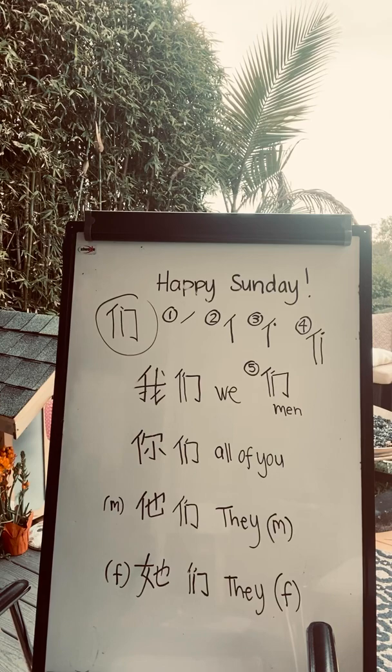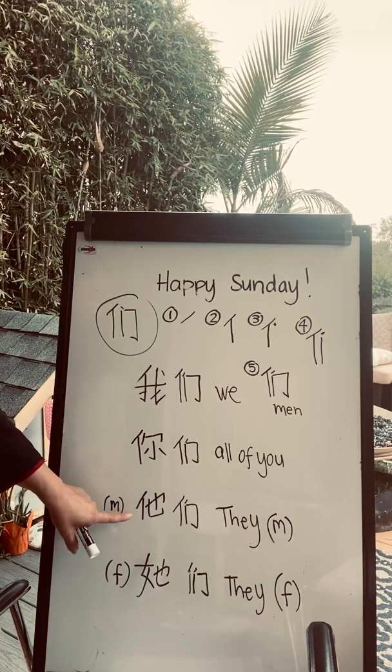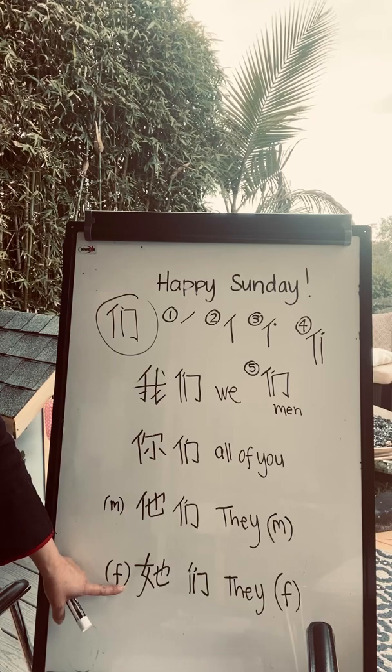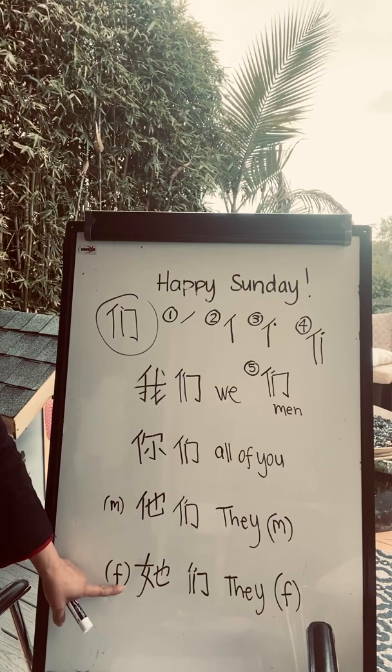Let's start with the first one. This is we. 我们. Repeat after me. 我们. Number 2. 你们. Again, 你们. Number 3, this is they, masculine. 他们. Again, repeat after me. 他们. And the last one, number 4. Again, this is a group of females. 她们. 她们. And one more time. Repeat after me. 她们.